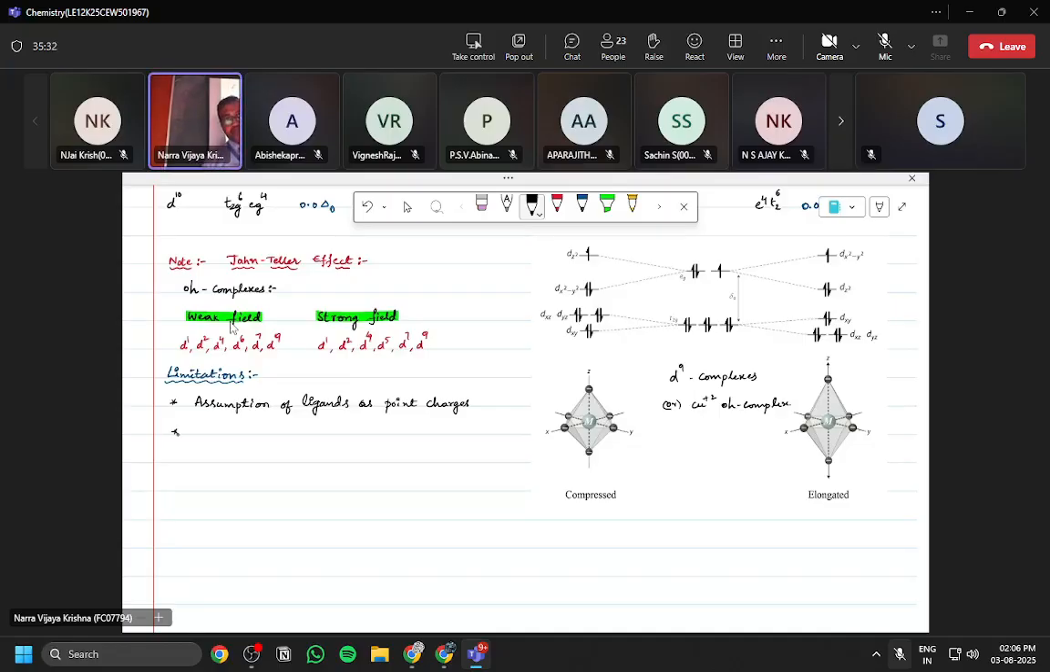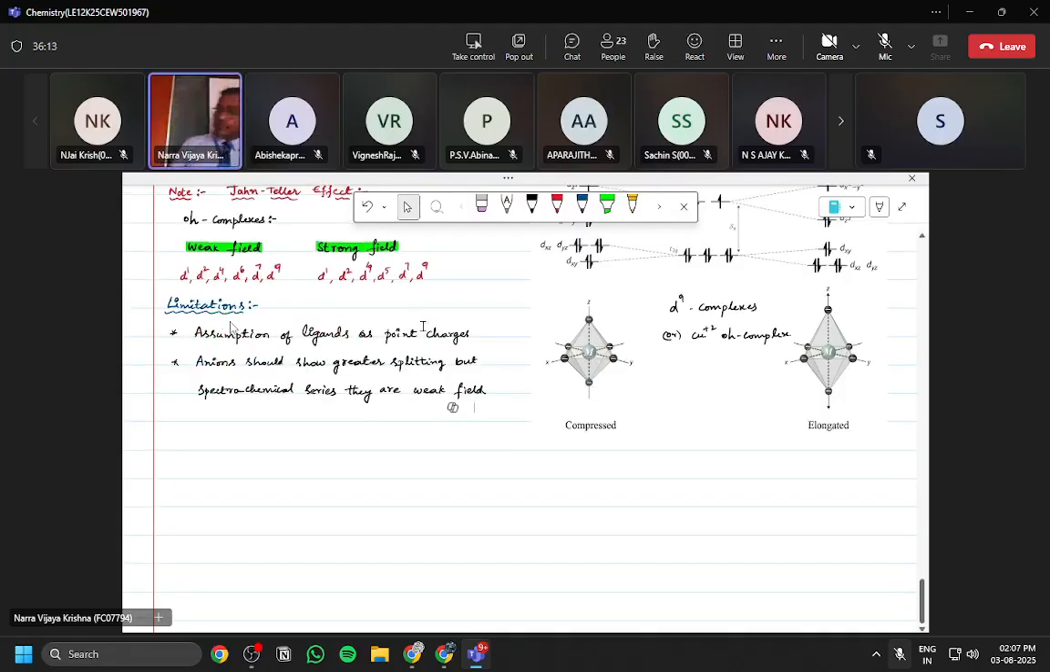Second, anions should show greater splitting. But in the spectrochemical series, most of the anions are weak field ligands. This is another limitation. Any questions, sir? Respond.